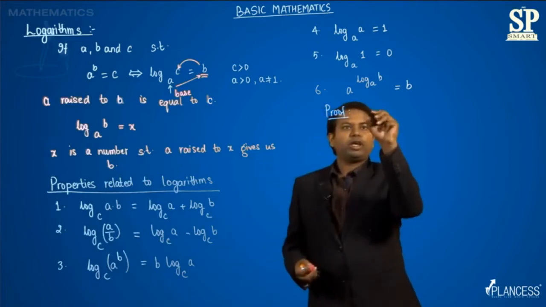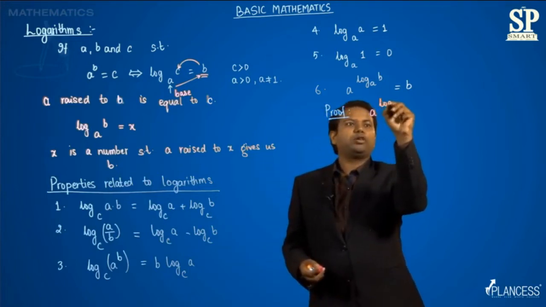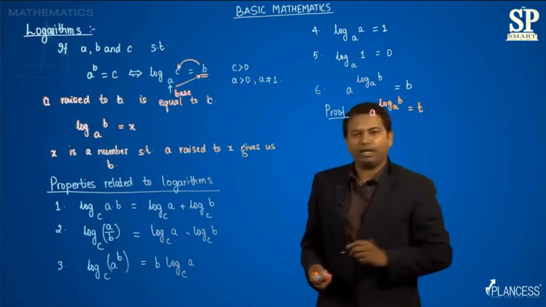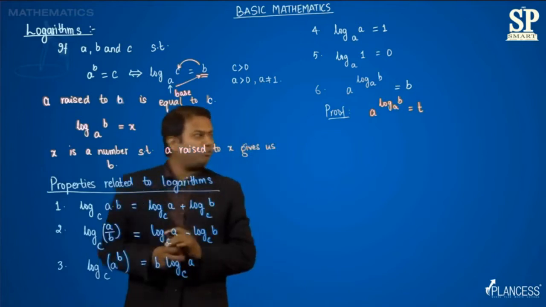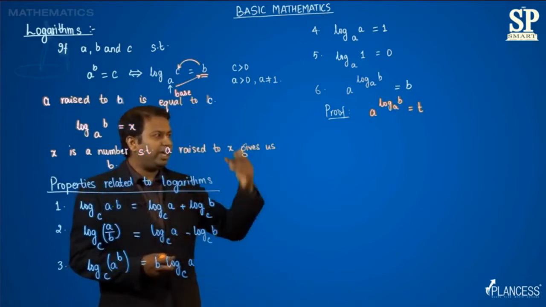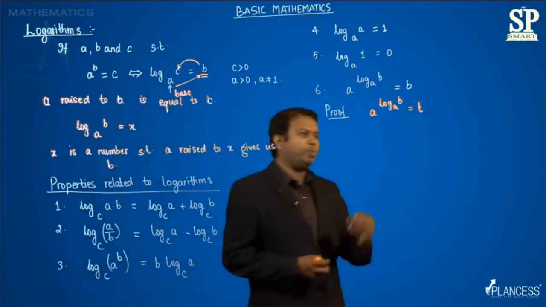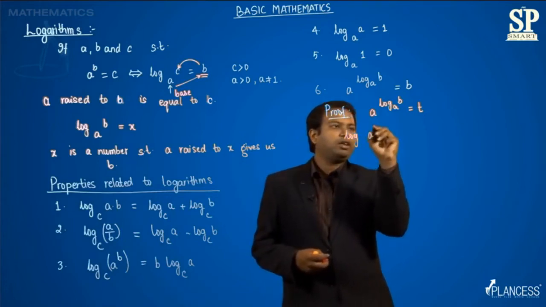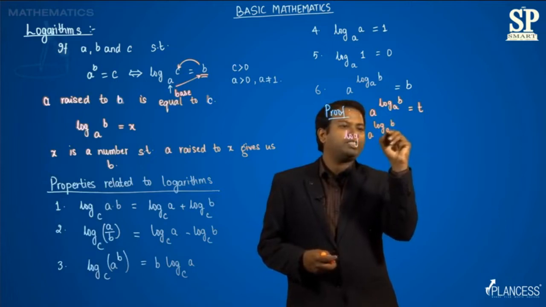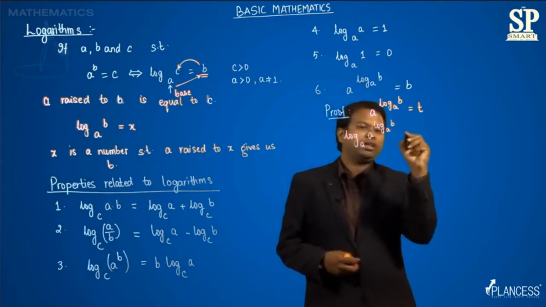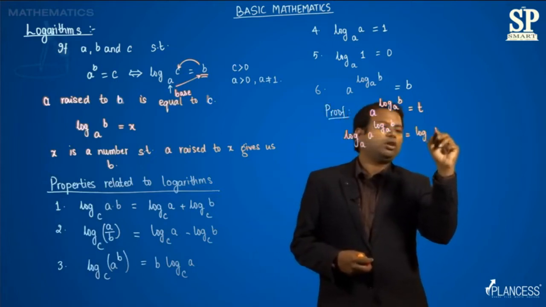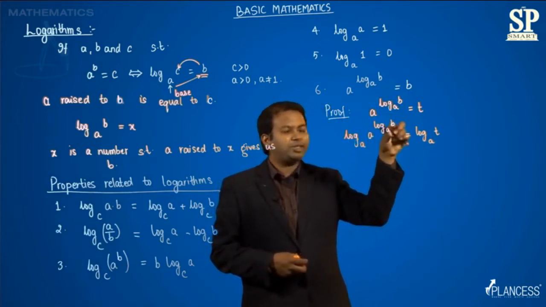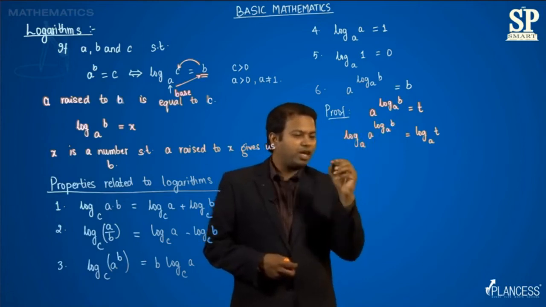Now suppose a raised to log b base a is equal to t. Now what we want to do is take log on both sides to the base a. So if we do that, we have log of a raised to log b base a, to the base a, equal to log t base a. Now since this is the exponent of a, this will come in the front.